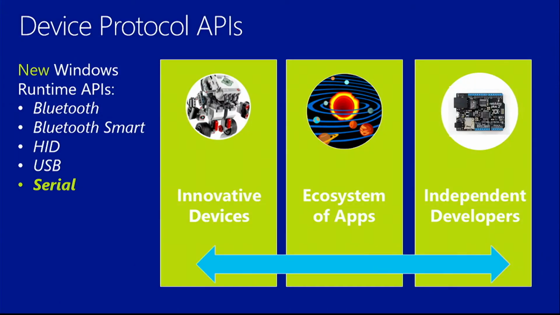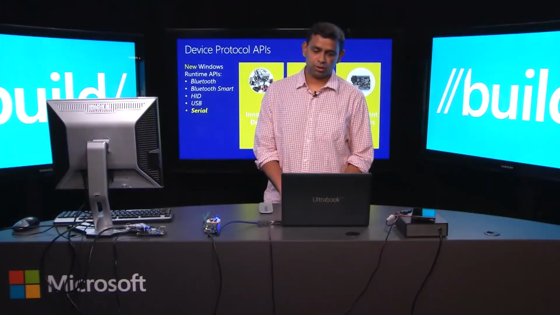So let's start with an overview. In Windows 8.1, if you recall, we introduced the notion of protocol level access. What protocol level access implies is you can use standard protocols like HID, USB, Bluetooth, Bluetooth Smart to talk to a device using Windows runtime. This enables a growing community of hardware developers to write apps for their either custom devices or well-known devices using technologies that are simple and easy to use.